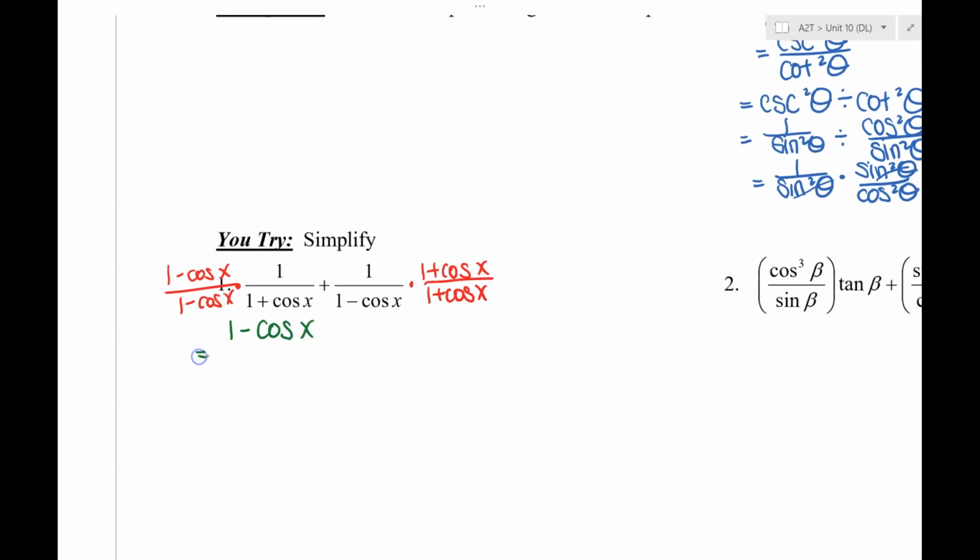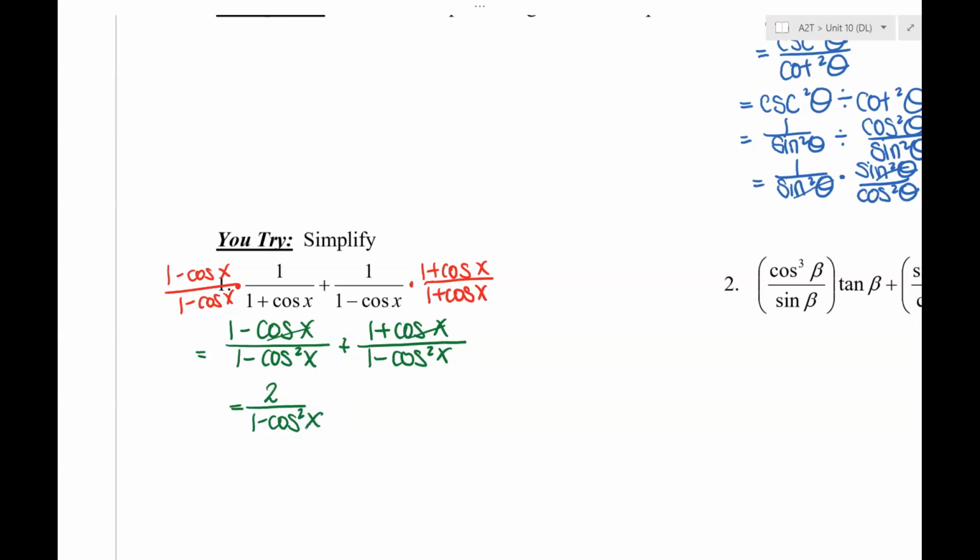Okay, so in the numerator, I get 1 minus cosine of x. Now, what's super nice is that I multiplied by the conjugate, so I end up with 1 minus cosine squared of x. Conjugate is the same binomial, but opposite operation, okay? And then I have plus 1 plus cosine of x all over 1 minus cosine squared of x. Okay, now same denominator, so we can combine. We get 2, the cosines cancel, all over 1 minus cosine squared of x.